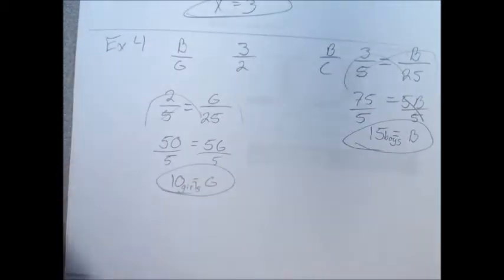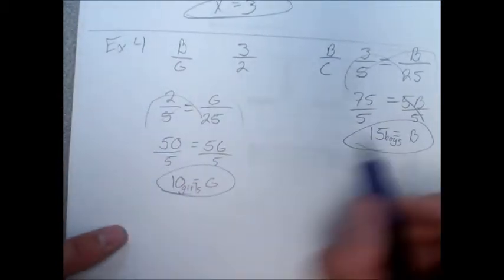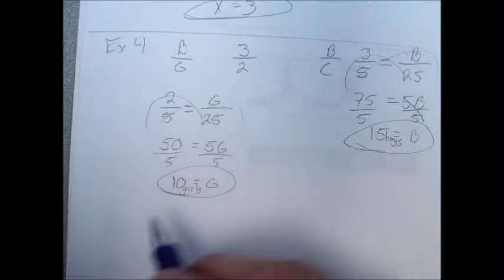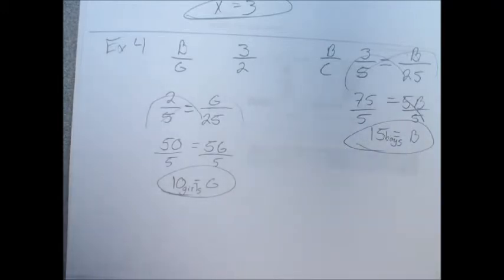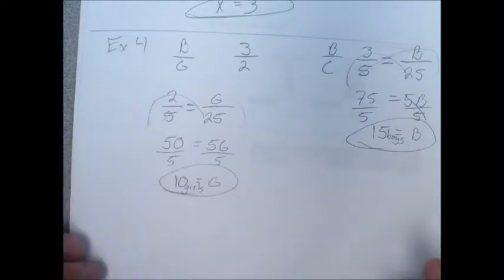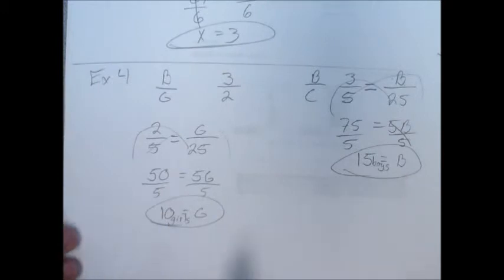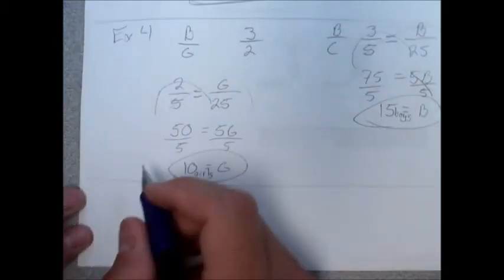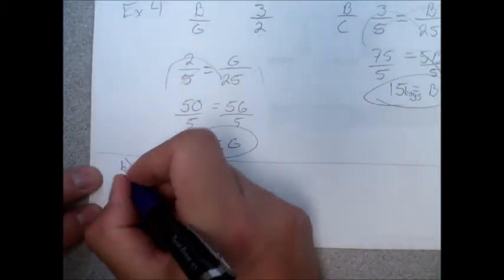So I have 10 girls and 15 boys. When I add those 2 together, I get 25. So that's a quick way to check. And I'm actually done. Okay, questions there? Nada? Okay, I just know we're going to have a question like this, so I'm just going to go ahead and do example B on 4.